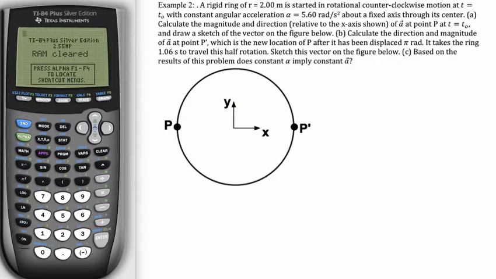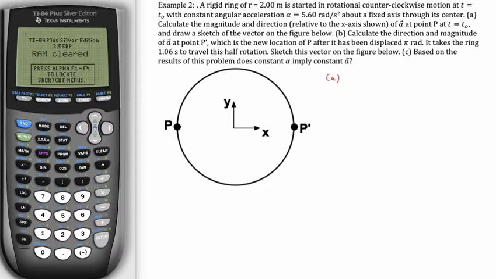Point P prime is actually the same point P that has moved in a circle. So essentially over time, point P has become point P prime. And in part A, we're asked to calculate the magnitude and direction relative to the x-axis shown. We have our coordinate system shown here. So the magnitude and direction of the translational acceleration at that point P at time t equals t naught. And we want to draw a sketch of the vector on the figure below.